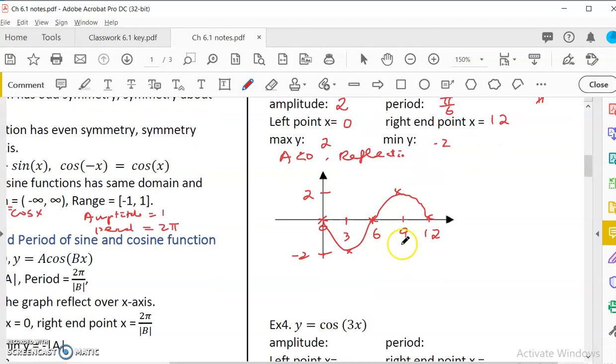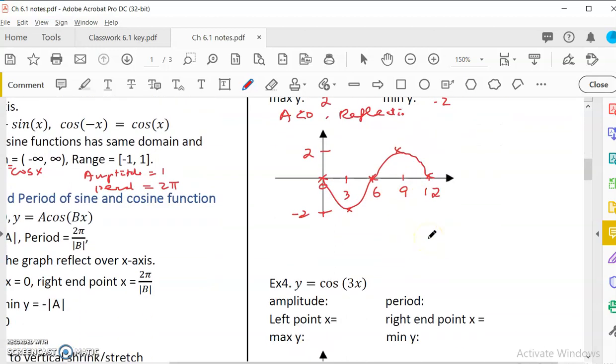Now, for this one, I want to write the 5 key points. What are the 5 key points? This is 0, 0. The second one is 3, down to -2. And then this one is 6, 0. Then X is 9, but it's up to 2, right? The last one is X is 12, down to 0. So those are the 5 key points.